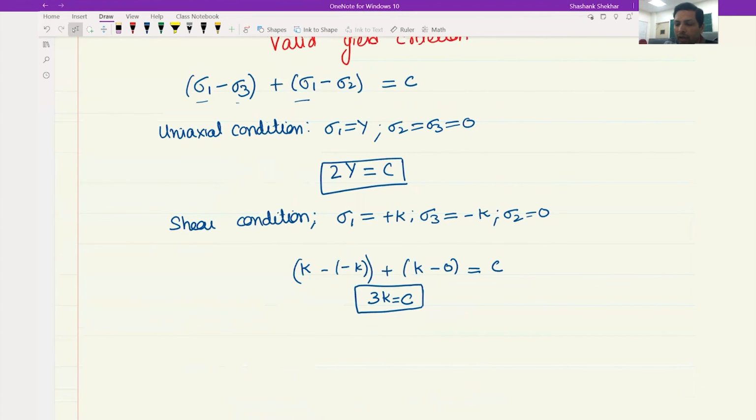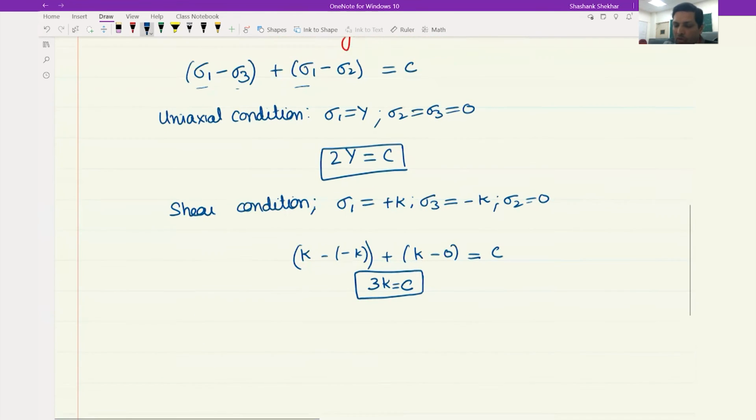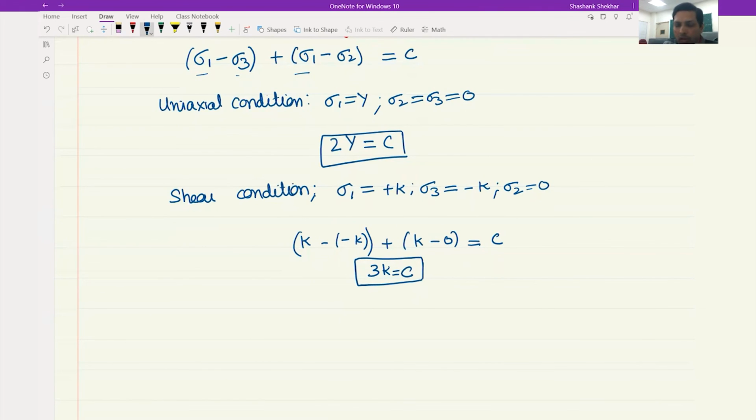Second, to find the value of C in terms of Y and K, just use the uniaxial condition. Uniaxial condition is sigma 1 equal to Y, sigma 2 is equal to sigma 3 is equal to 0. And then put it in the equation, you will get the value of C in terms of Y. For the value of C in terms of shear strength, for the shear condition, we know that sigma 1 is equal to plus K and sigma 3 is equal to minus K and sigma 2 is equal to 0. So you put this over there and you would get the value of C in terms of K.